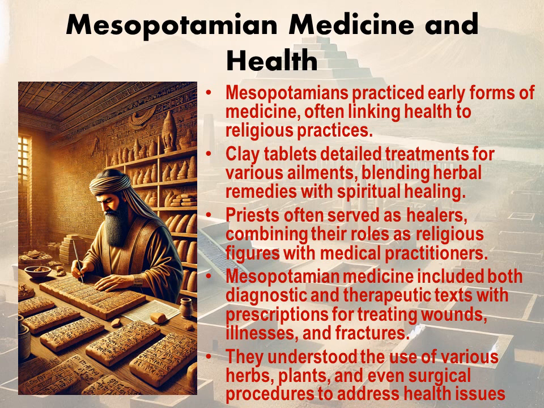They understood the use of various herbs, plants, and even surgical procedures to address health issues. So, what was their mode of treatment? They treated with the help of various herbs and plants, meaning natural medicine, and also there were a limited amount of surgical procedures, meaning performing operations on the physical human body, and all these things were used to address various health problems. So, thus, Mesopotamian medicine and health is one of the most significant contributions of the Mesopotamian civilization.